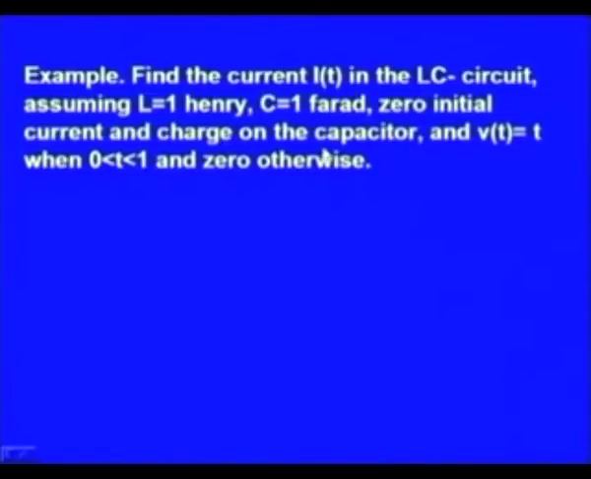and initial charge on the capacitor also 0, and we are given that V(t) is equal to t when 0 is less than t less than 1, and 0 otherwise. V(t) means the electromotive source of voltage V(t).